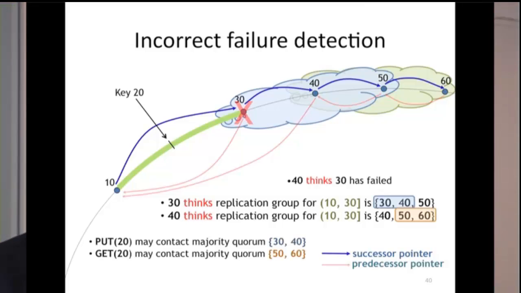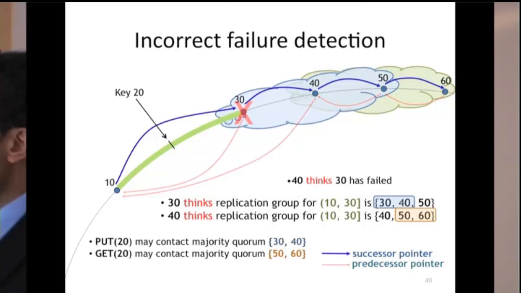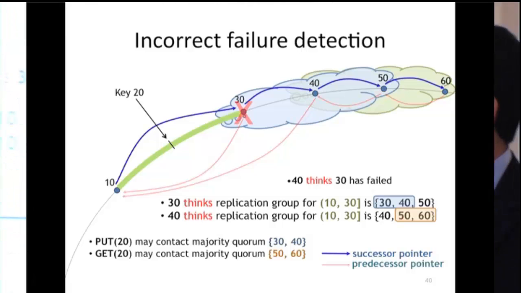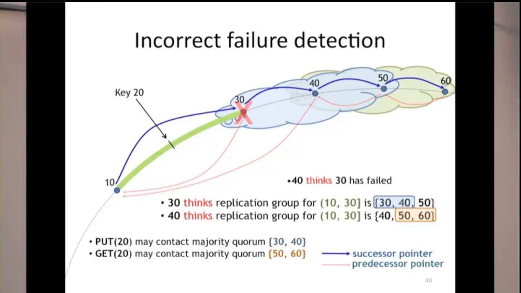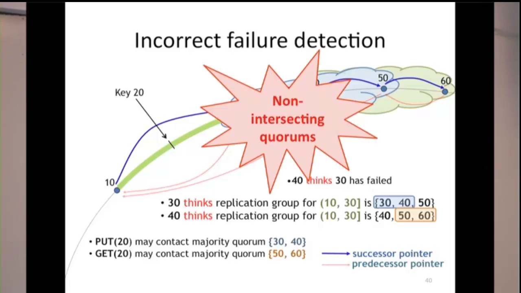So now if you have a key 20, you do a quorum operation on it. You can have non-intersecting quorums, basically. How can you do that? So let's say you do a put for key 20, it can contact this replication group here, and it can update a majority, which is 2 nodes, it can update 30 and 40 over here. But then another operation comes in for the same key. It contacts a majority, but he thinks of the replication group as a different group. So he goes and updates 50 and 60. Now these two groups are what? Non-intersecting. As soon as you have non-intersecting quorums, you'll run into inconsistencies, basically.